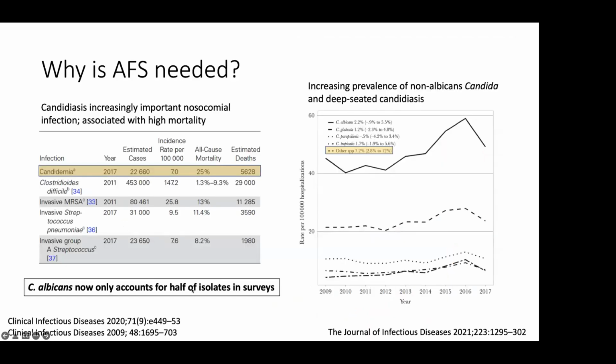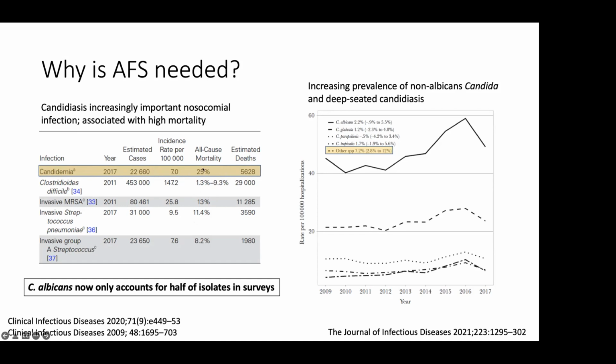So why is antifungal stewardship needed, and specifically antifungal stewardship relating to invasive candidiasis? Well, candidiasis is an increasingly important nosocomial infection. In the Northern Hemisphere, it consistently accounts for one of the top five pathogens isolated on blood cultures. You can see that here from a survey in the US. So it's one of the top five organisms isolated on blood culture in hospital, and it actually accounts for quite a high mortality.